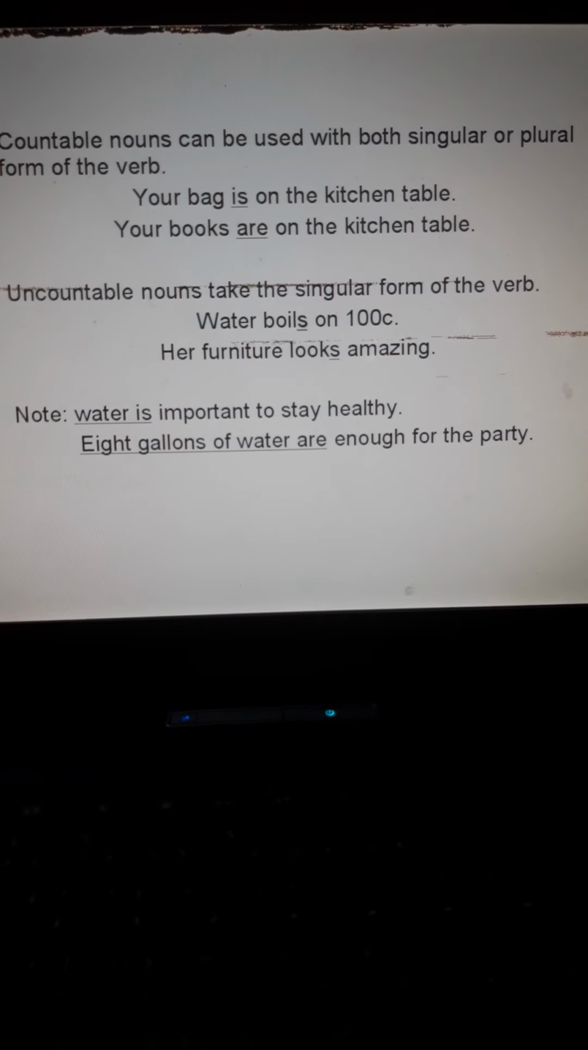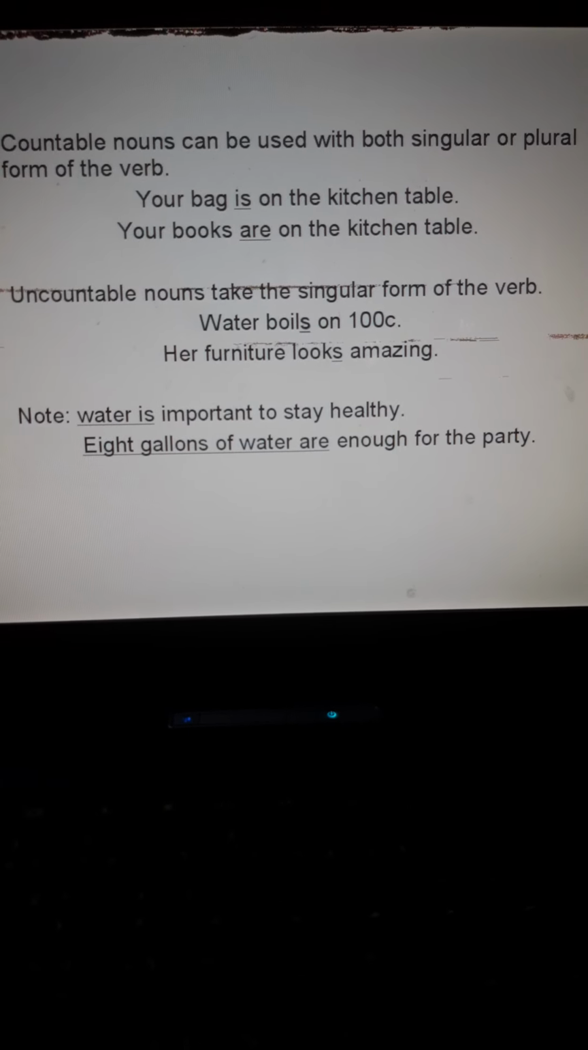Uncountable nouns take the singular form of the verb always. Okay? دائما الأسماء غير المعدودة تعامل معاملة المفرد. Water boils on 100 Celsius. الماء يغلي على درجة حرارة 100 سلسيوس.